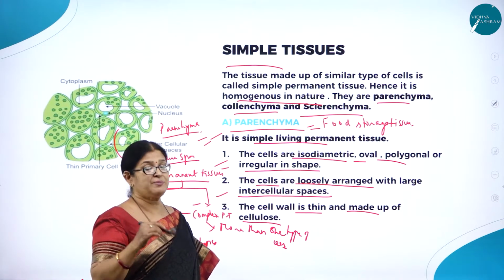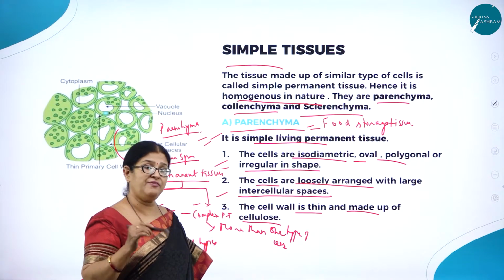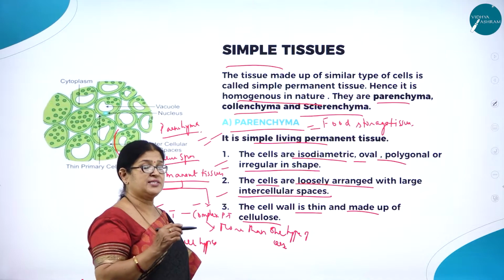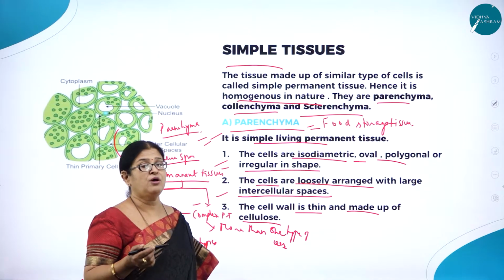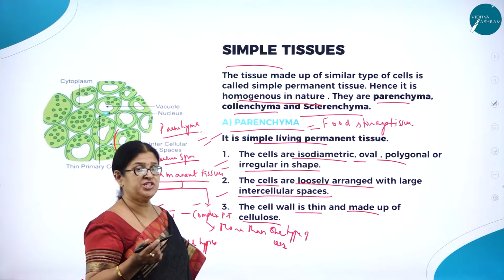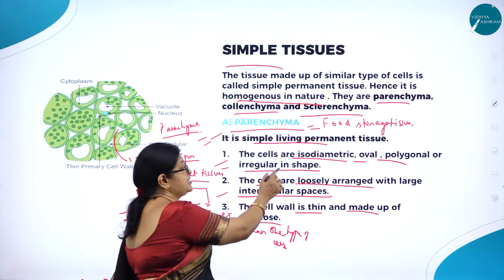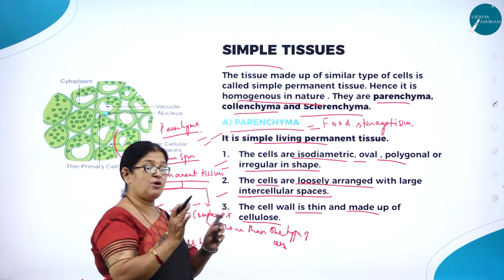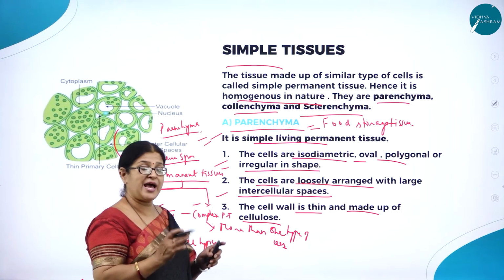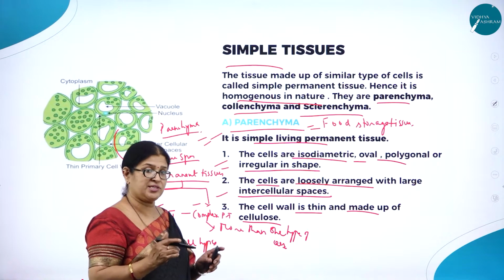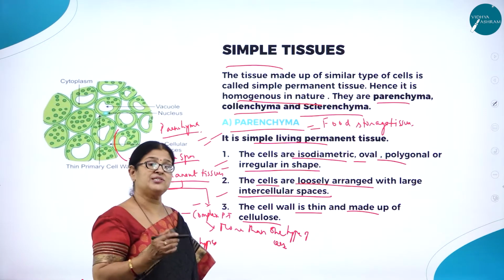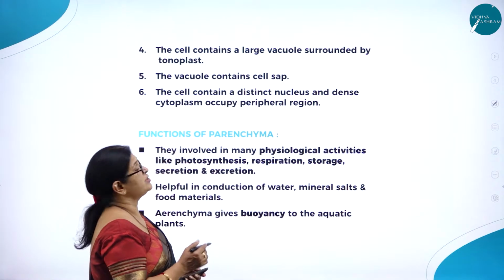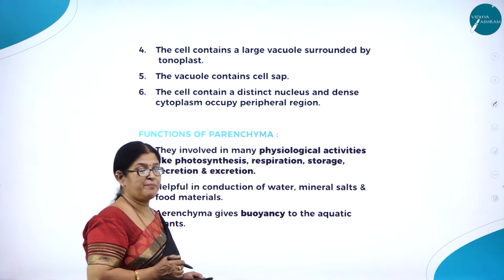Parenchyma is a simple permanent tissue which is a living food storage tissue. What are the cytological features? The cells are isodiametric, oval or polygonal or irregular in shape. And the cells are loosely arranged with large intercellular spaces. There is a lot of space between two cells, or gap between two cells, which is called as intercellular spaces. And the cell wall is thin, made up of what? Cellulose.